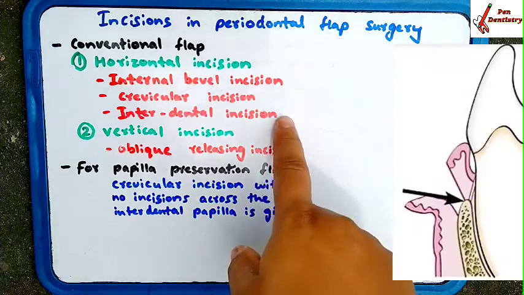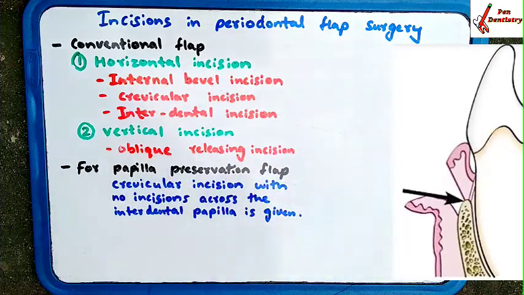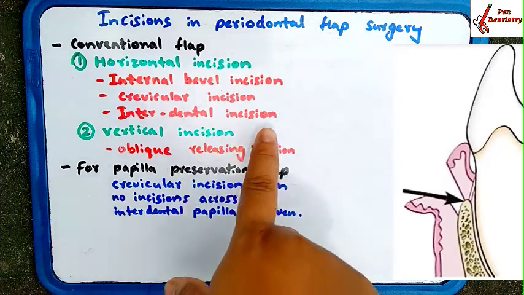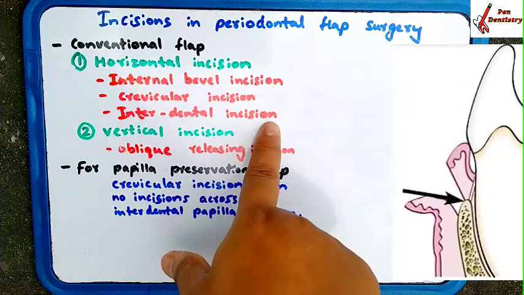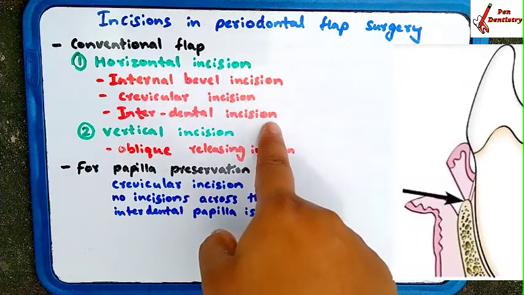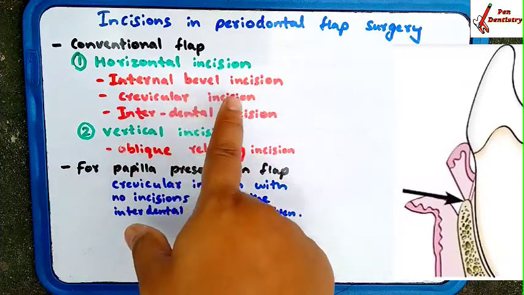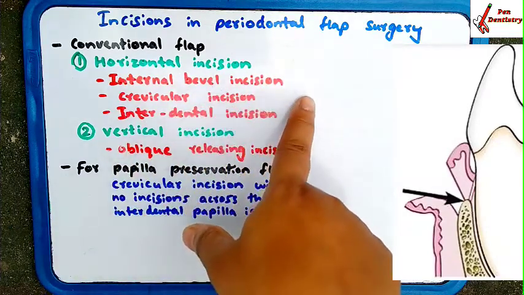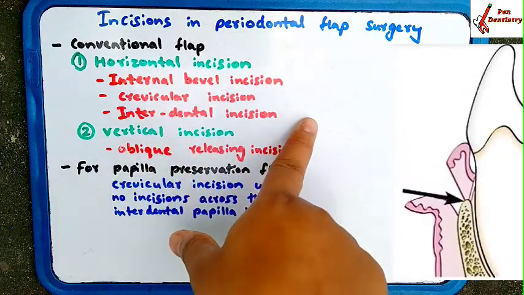After the interdental incision, curettage is done. Why is curettage done? Because of the presence of granulation tissue and irritants at the root area, which will be removed with the help of curettes, and root planing will be done after the interdental incision is made. So these are the three types of horizontal incision: the first is internal bevel, the second is crevicular, and the third is interdental incision.